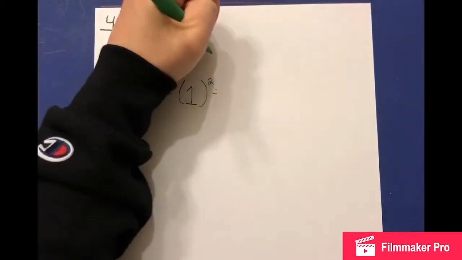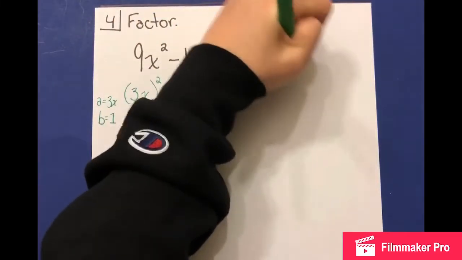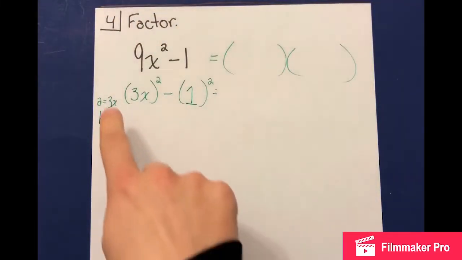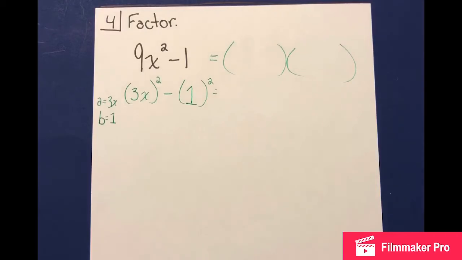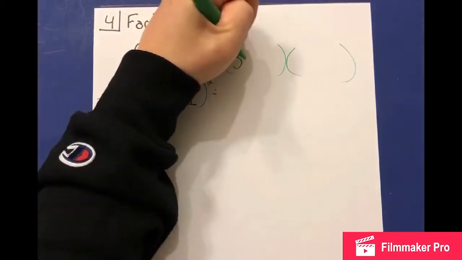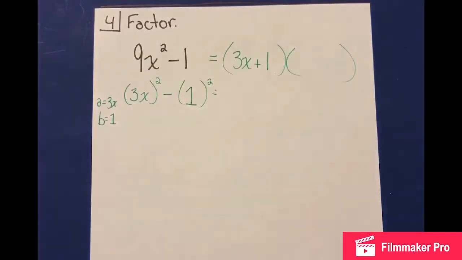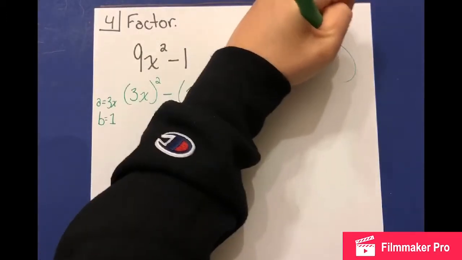So let's go into the equation that I have. It's a plus b, a minus b. So I'm going to have a plus b, a minus b.